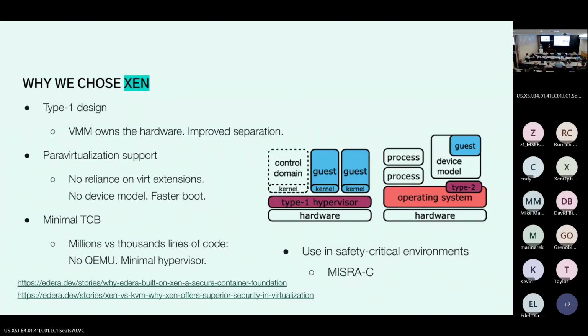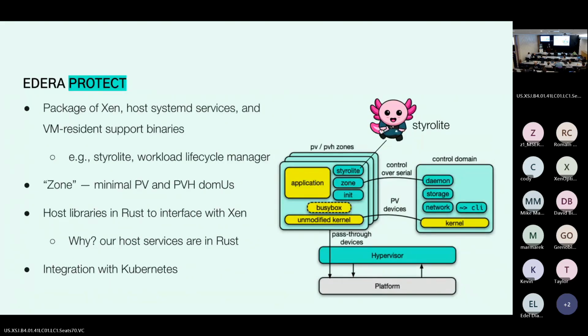All of that goes towards a smaller TCB, or trusted computing base. In other words, the universe of code that supports the application, which must be trusted. Without a device model, and using a Type 1 design, the implementation underneath remains minimal. That takes us from millions of lines of code down to a few 100,000. And the last point is also really encouraging, which is we're seeing increasing use cases where Xen is deployed in safety critical environments.